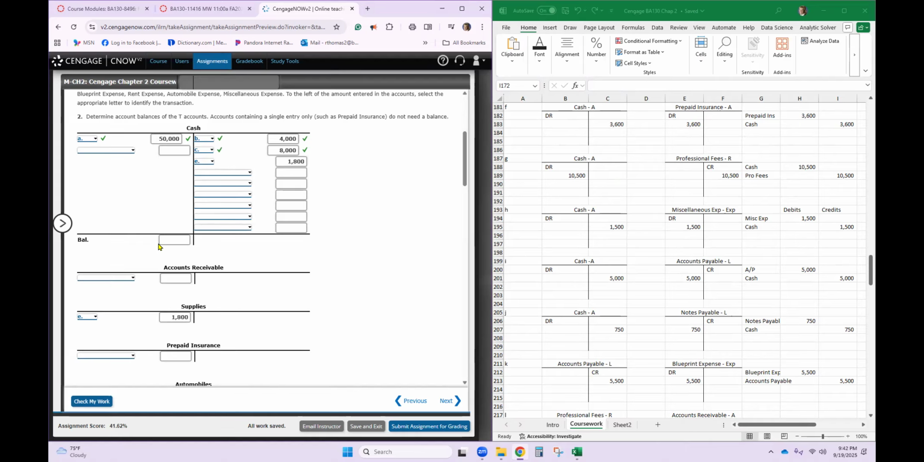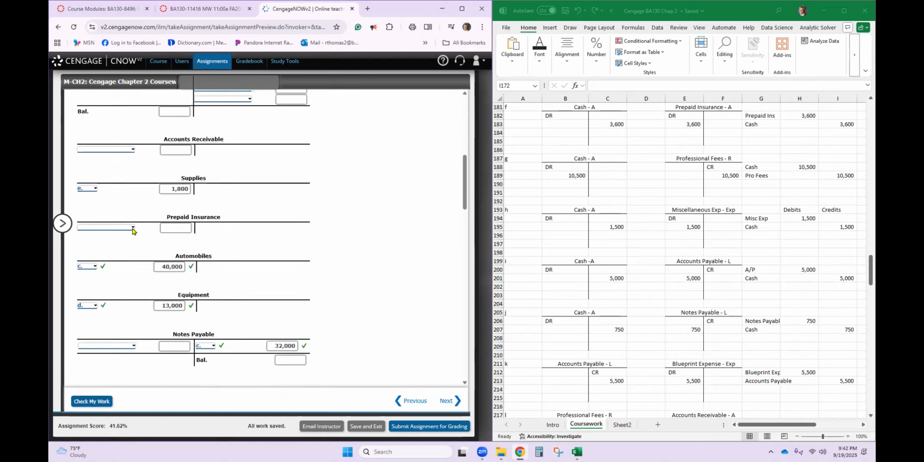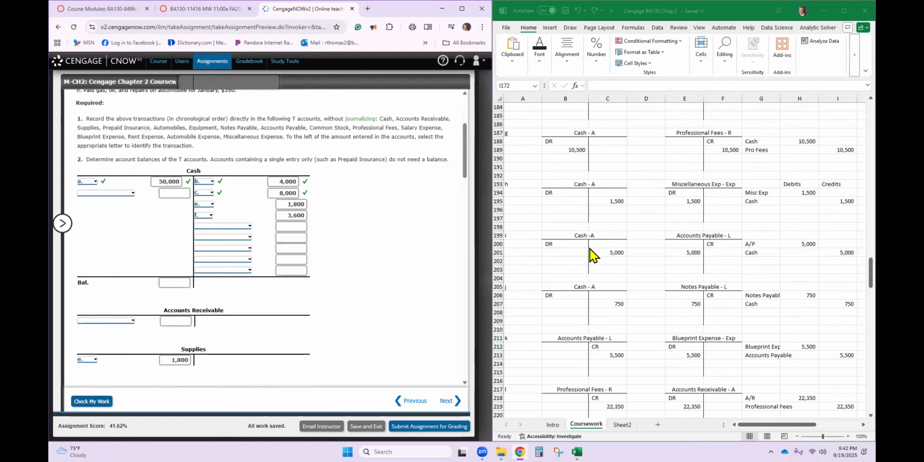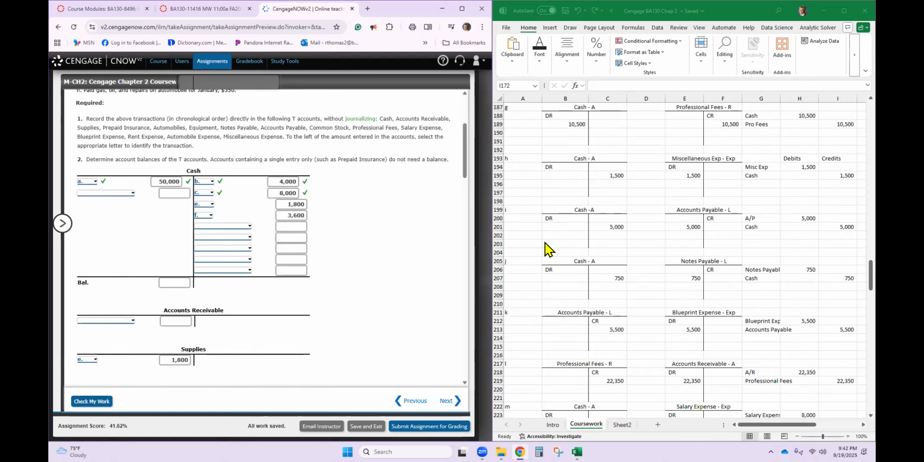So this is F. So we're going to go down here to prepaid insurance, $3,600. Okay, and we paid that in cash. F, $3,600. All right, the next one is G. G is received cash from clients for plans delivered. So we're getting cash. So up it goes, 15,000.